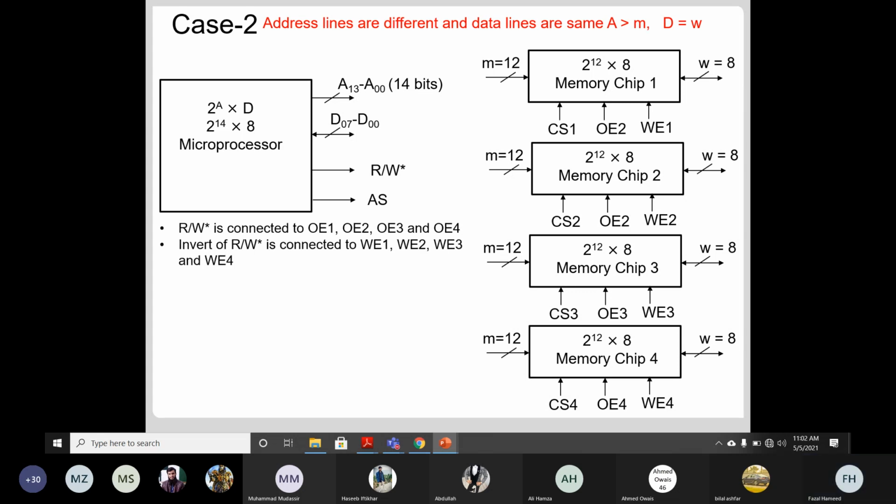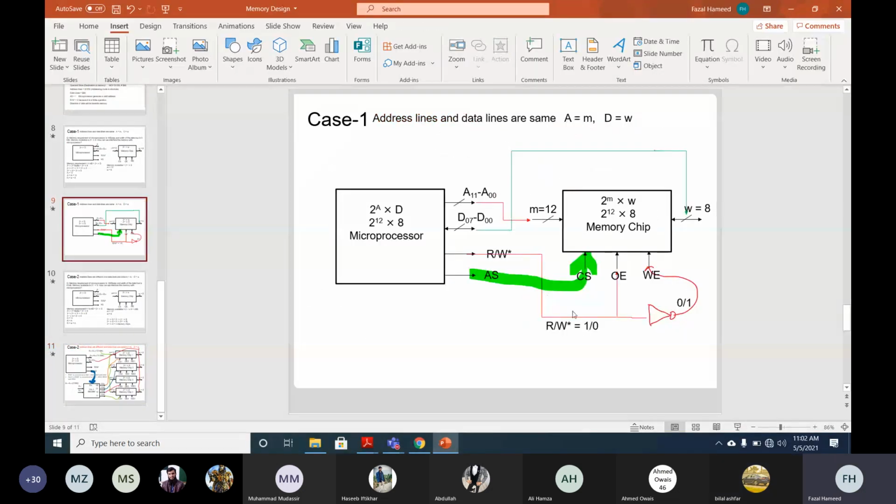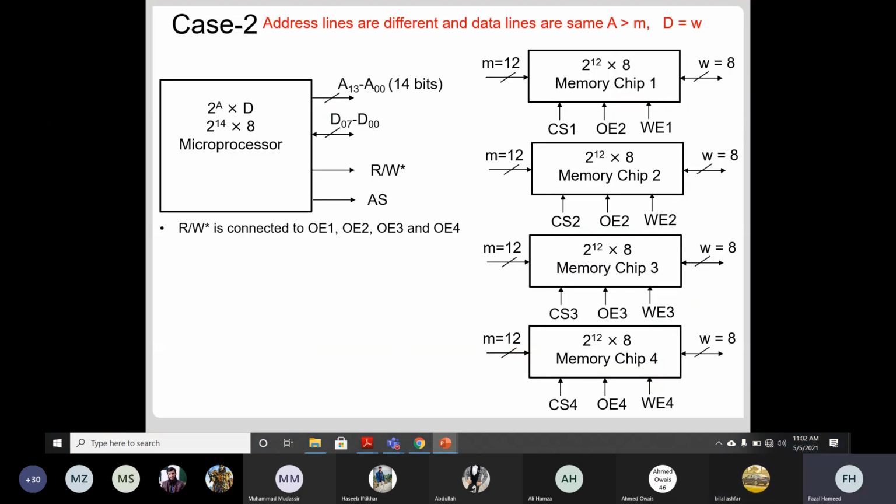What about the inverter of read-write bar? Write enable. Same, very simple. Where we connected read to OE, the inverted one connects to write enable. Did you understand this? Yes, sir. Okay, it's very simple. So we will connect this. Actually there will be many connections. That's the reason I'm avoiding this connection here.